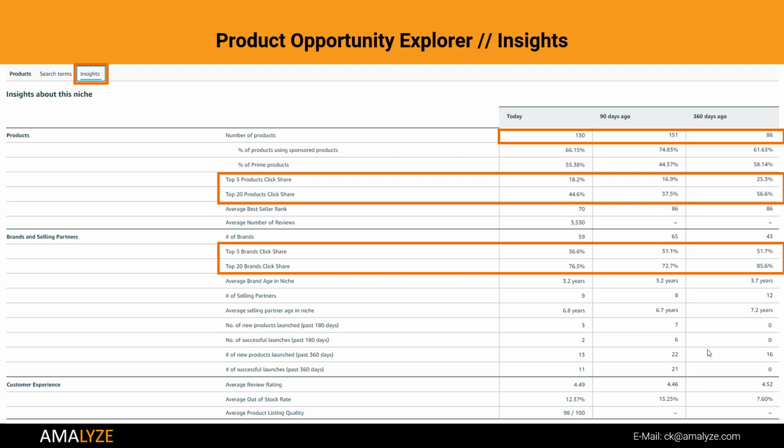And it's really interesting. The competition went up in comparison to 360 days ago. And the interesting part from my point of view, the top 5 products click share sank from 25% to 18%. Of course, with more products comes more competition and higher click share on other cool products. The top 20 product click share is also shown. That is really interesting. And top 5 brands and top 20 brands.